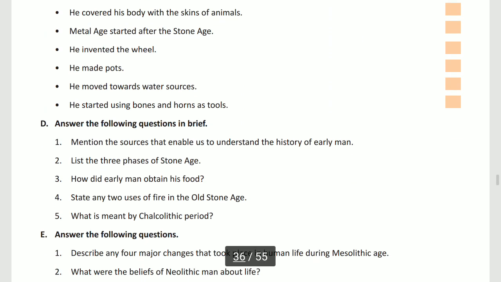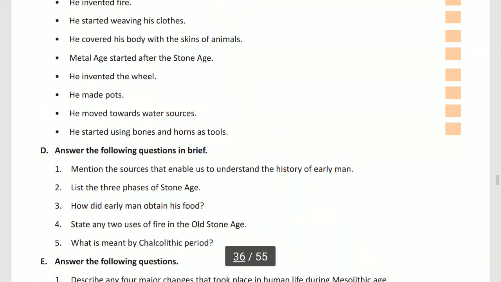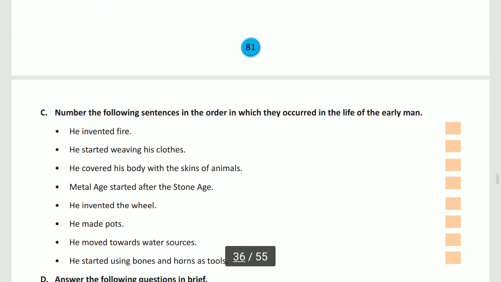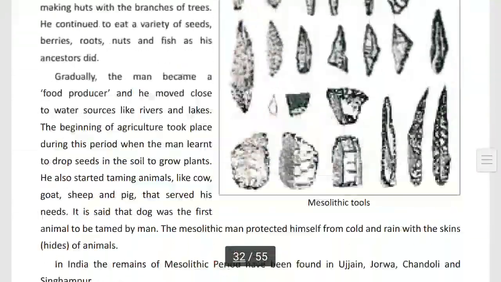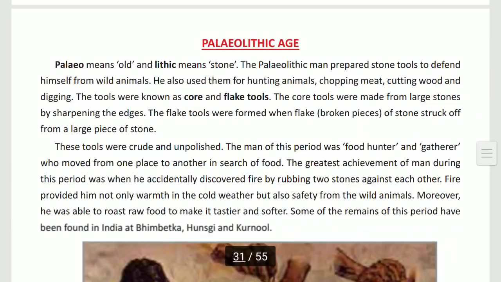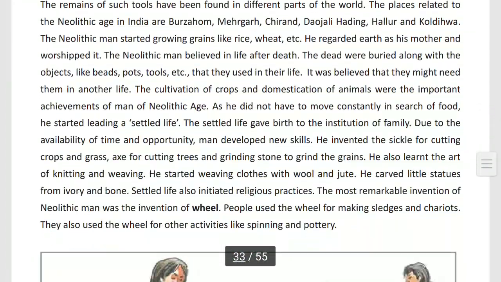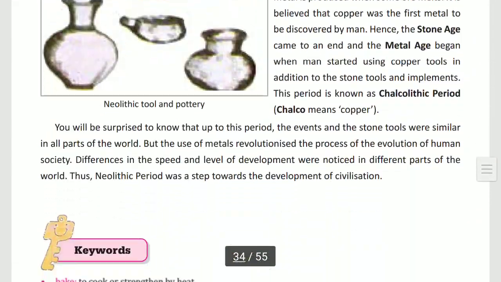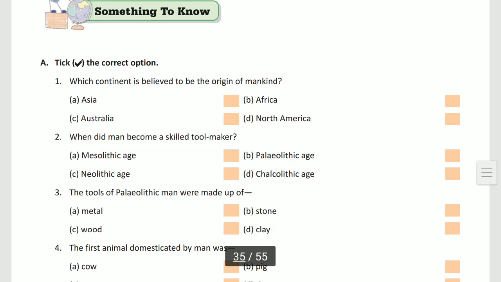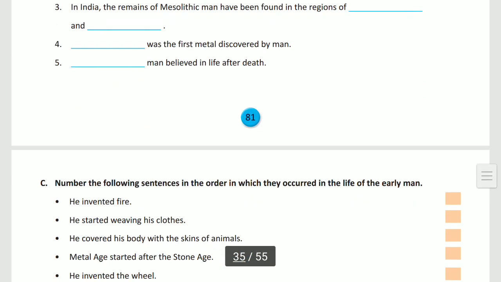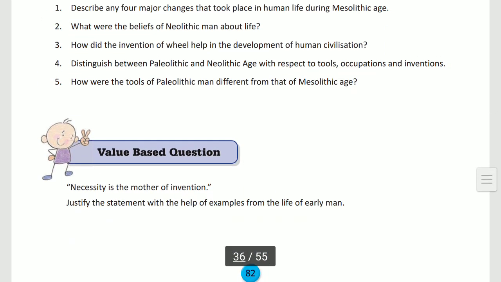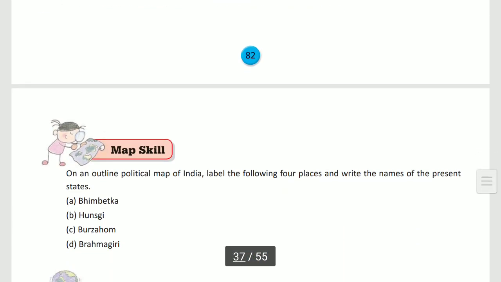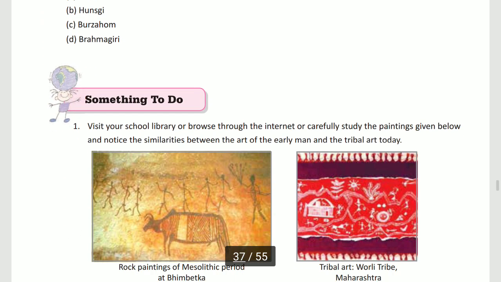So today up to here only we have discussed. In the earlier classes we started this chapter, and today we completed up to the A, B and C parts. Tomorrow we will do the D and E parts, and the value-based questions, and also the map skill we have to do tomorrow.